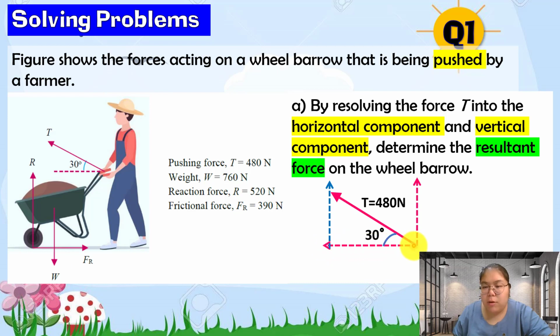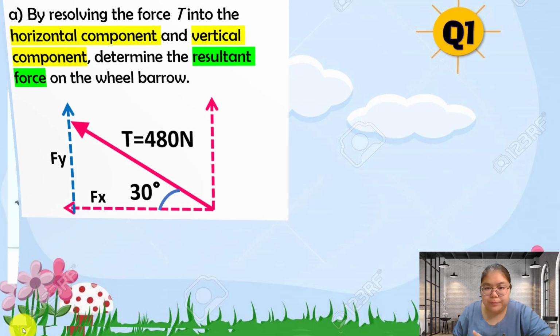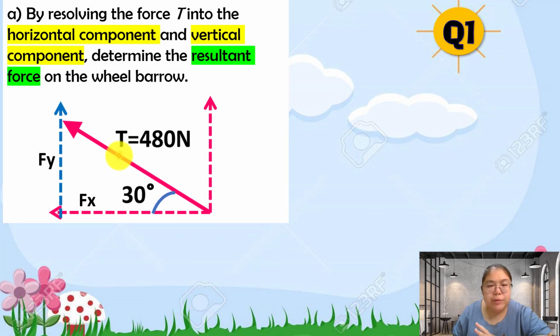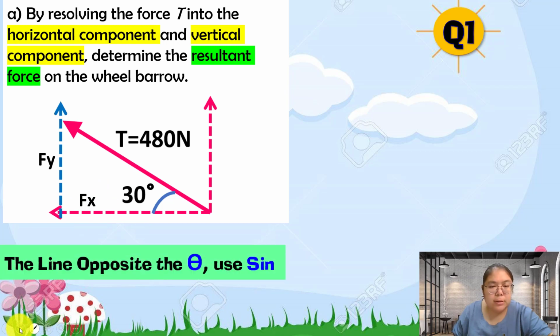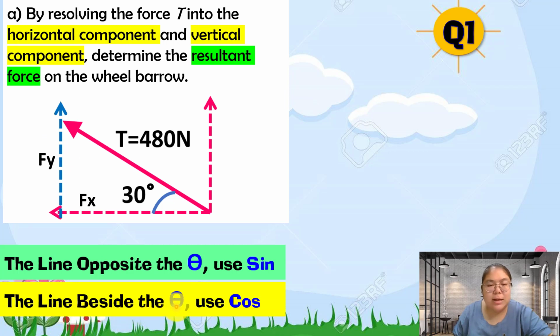Then the other one, the horizontal one, is beside the 30. From here, you need to differentiate which one uses cos and which one uses sine. Now it becomes bigger, so we can do the calculation. This one is Fy, this one is Fx. Let's recall: the line opposite the angle is sine, so that is Fy. The line beside the angle is cos. So for Fx we need to use cos.